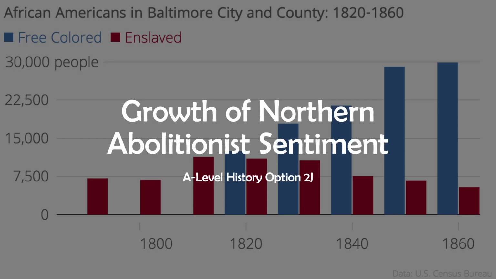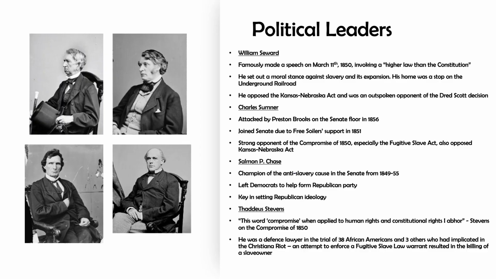In today's video, we're going to be discussing A-Level History Option 2J, America, a Nation Divided. We are nearing the end of Topic 2, which is the Growth of Northern Abolitionist Sentiment. In the background here, you can see how the growth of abolitionism led to more enslaved people becoming free and earning their freedom. Anyway, political leaders. On the left here, you have some political leaders.